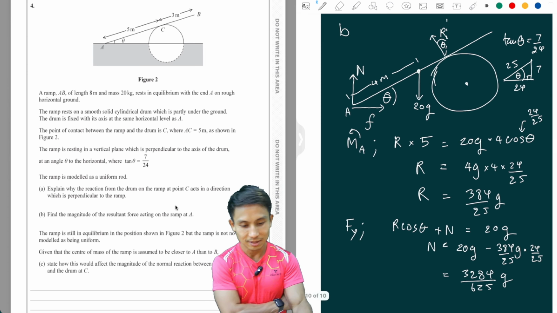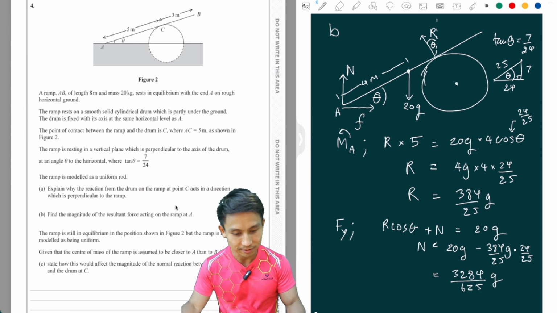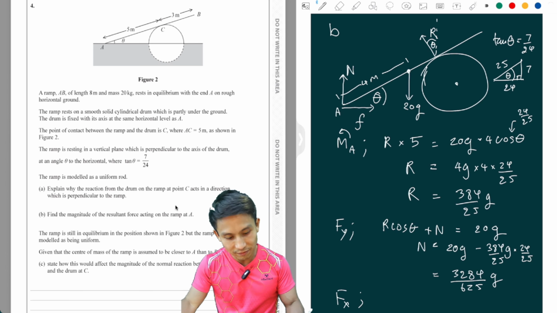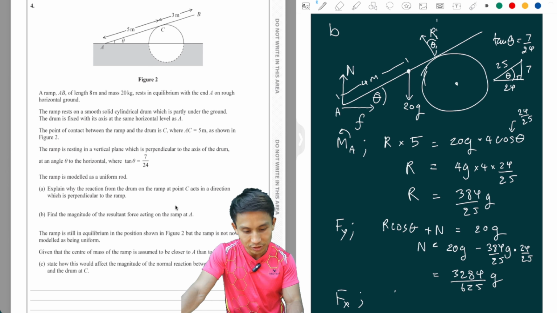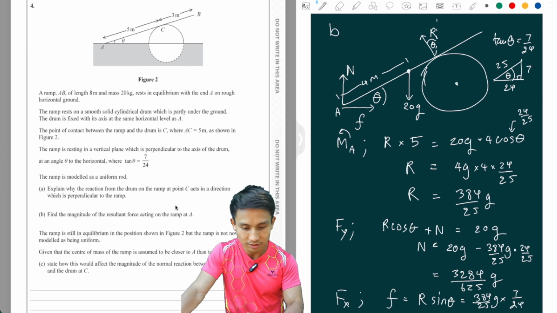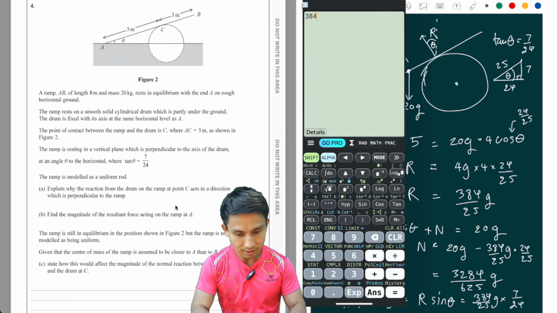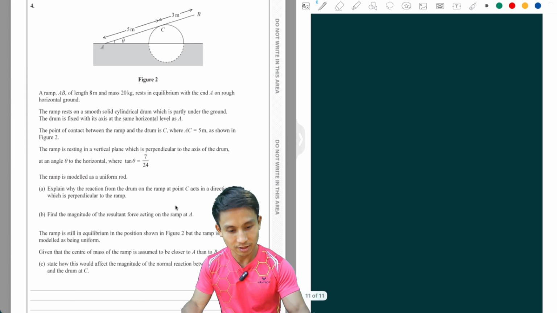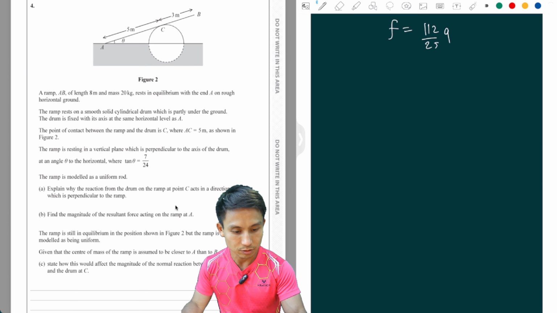Okay, so that's the N, and then we can use the N to find the friction, because we are given the, no, we don't need coefficient of friction. We can just do Fx, right? So from Fx here, we know that the friction will just be R sine theta here, which is again 384 over 25 g times the sine theta, which is 7 over 24. Okay, so that's that times 7 over 25 times 24, 112 over 25. Let's see. Okay, g as well, right?